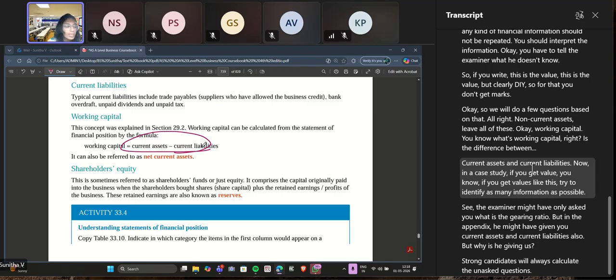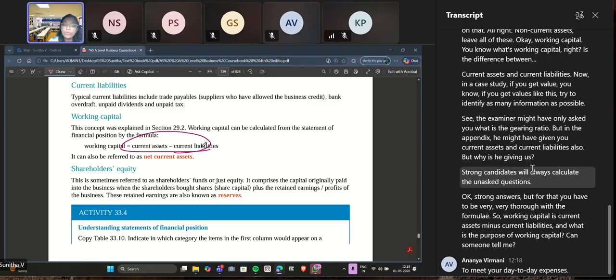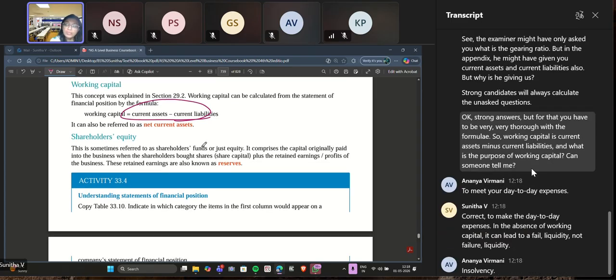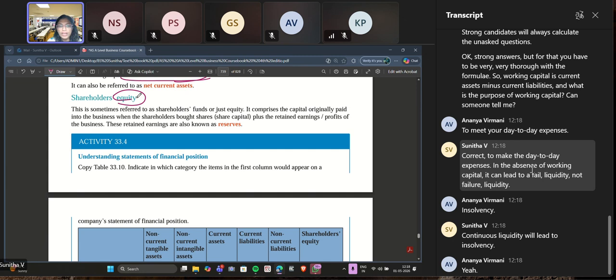And what is the purpose of working capital? Can someone tell me? To meet your day-to-day expenses. Correct. To meet the day-to-day expenses. In the absence of working capital, it can lead to a liquidity problem. Continuous liquidity problems will lead to insolvency. Okay. All right. Now there's a term called equity. Okay. What do you mean by equity?